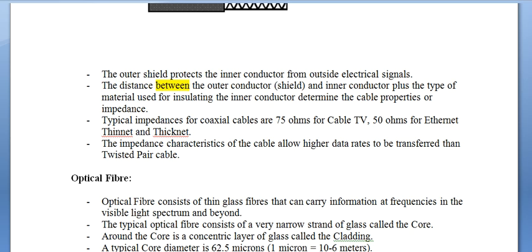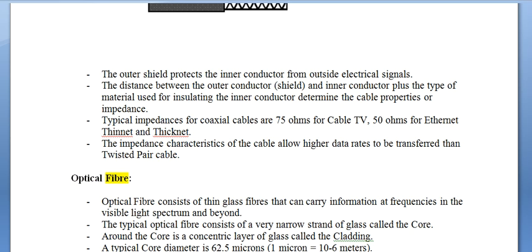The distance between the outer conductor, the shield, and the inner conductor, plus the type of material used for insulating the inner conductor, determine the cable properties or impedance. Typical impedances for coaxial cables are 75 ohms for cable TV, 50 ohms for Ethernet Thinnet and Thicknet. The impedance characteristics of the cable allow higher data rates to be transferred than twisted pair cable.